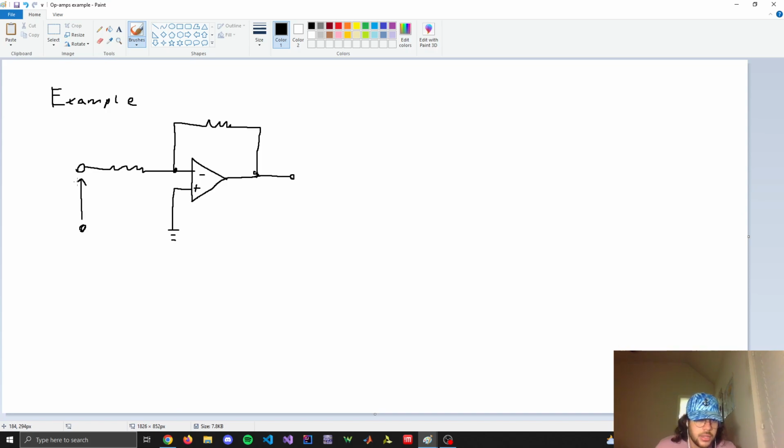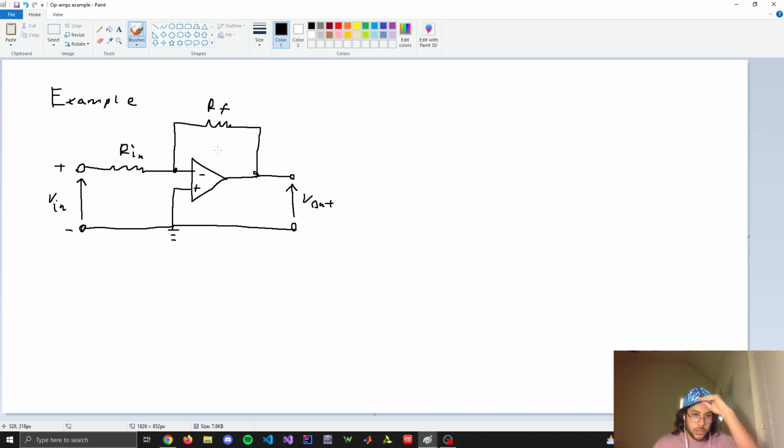Let's draw this potential here as Vin. This potential is connected to ground, and this potential here would be Vout. This resistor we'll call Rin, which is just the input resistor, and then RF for the feedback resistor. Using the golden rules, the current flowing into these two terminals is 0. But we know that current can flow this way and this way, so I'll call this one I1 and this one over here I2.